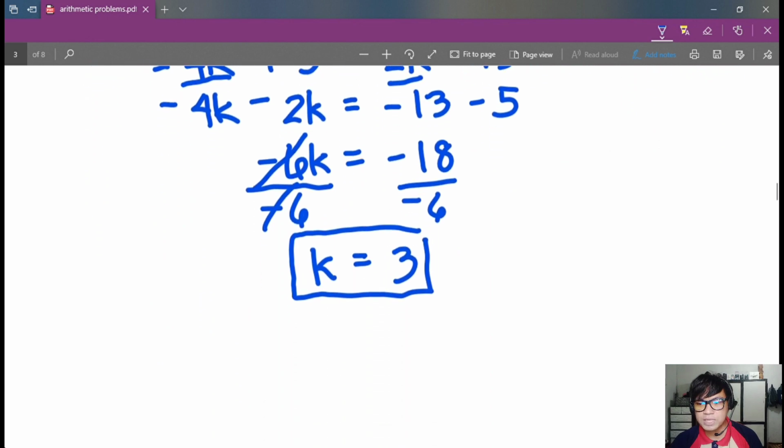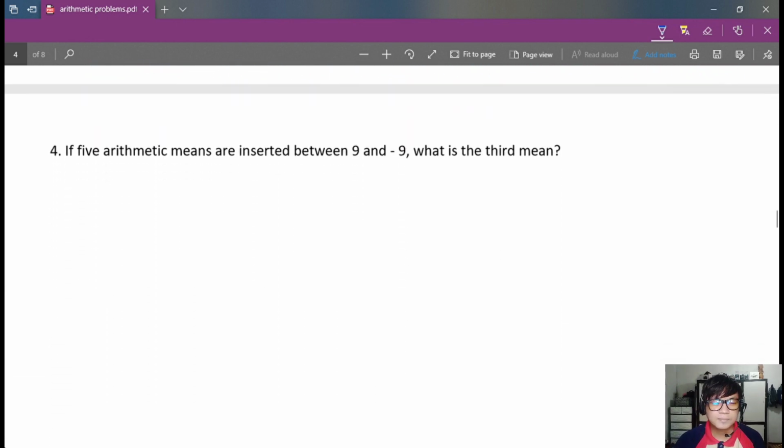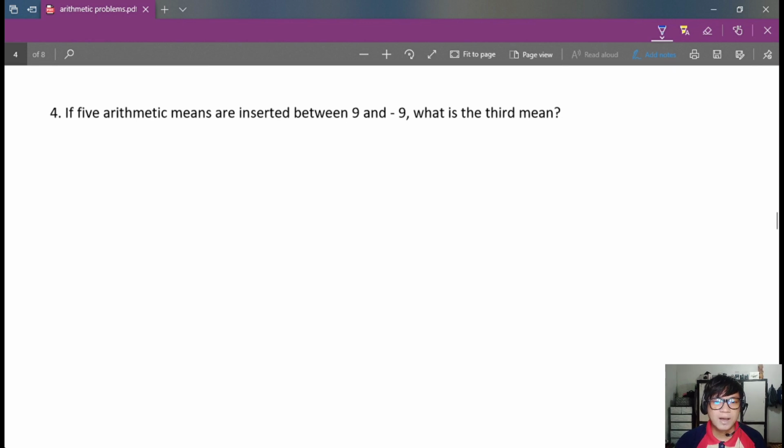Okay, let's proceed to number 4 na tayo. Okay, number 4. Okay, arithmetic means naman tayo. If 5 arithmetic means are inserted between 9 and negative 9, what is the third mean? So, when we say arithmetic means, i-review natin, arithmetic means are terms between two non-consecutive terms.